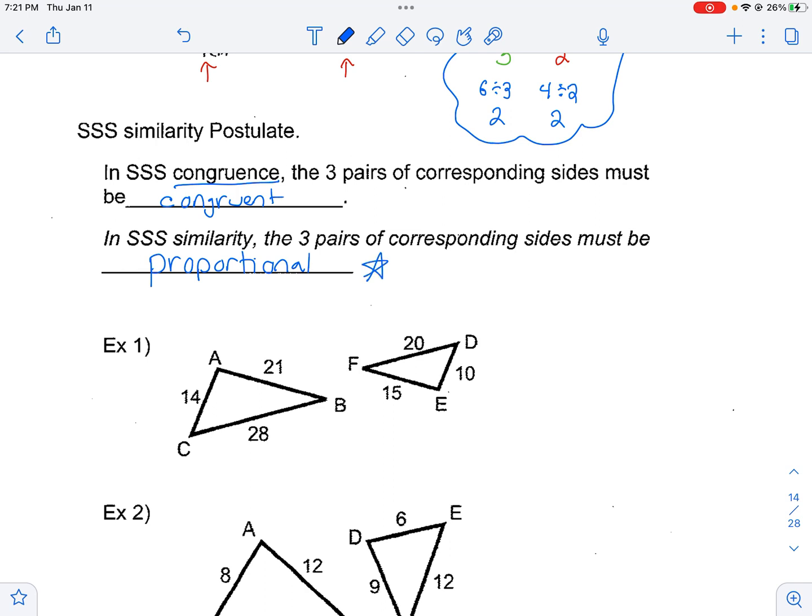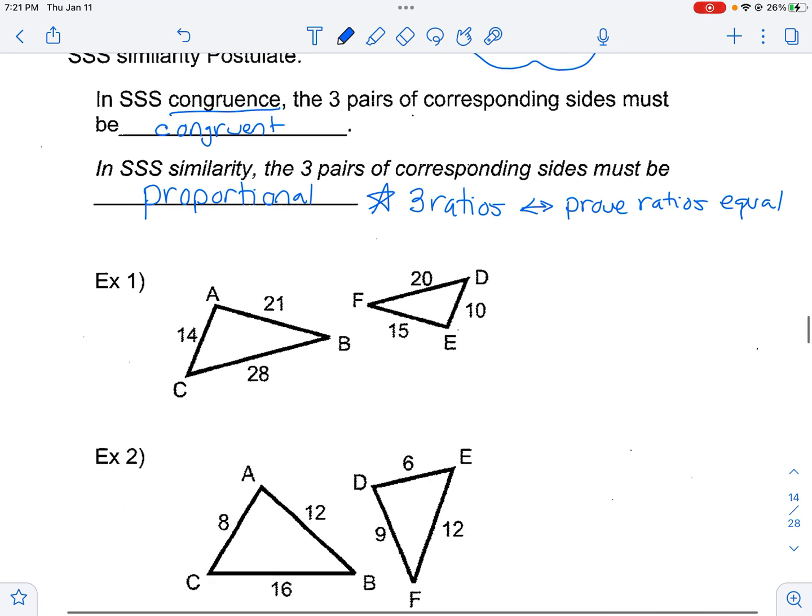So what we're going to do is write 3 ratios, and we need to be able to prove that these 3 ratios are equal. So we're going to prove ratios equal. You'll notice if you look at example 1 in this type of problem, we don't know anything about the angles at all. So this is purely based on sides alone. One of the keys to writing these ratios is making sure that you're pairing up the correct sides. So I always look at it in terms of biggest to smallest or smallest to biggest.